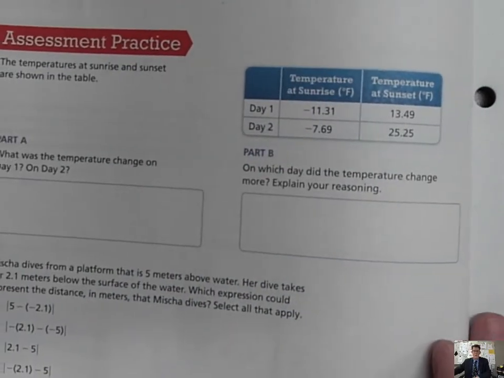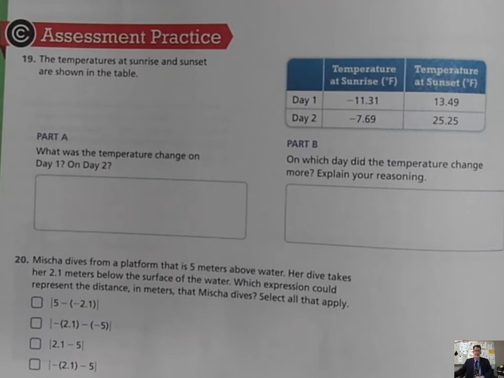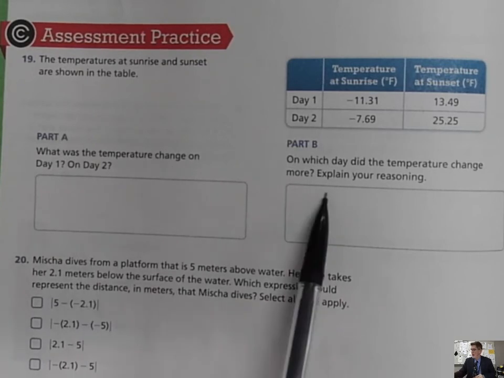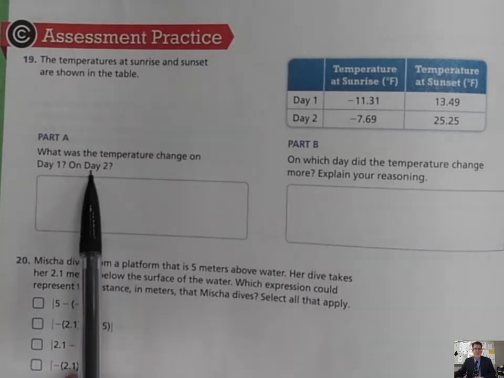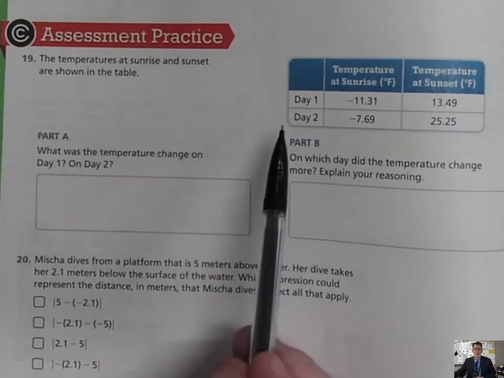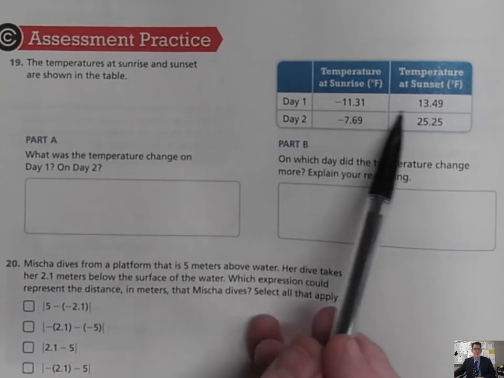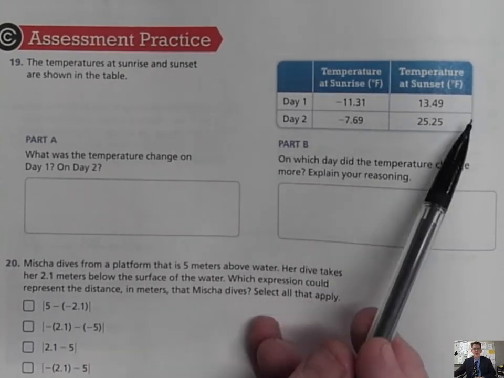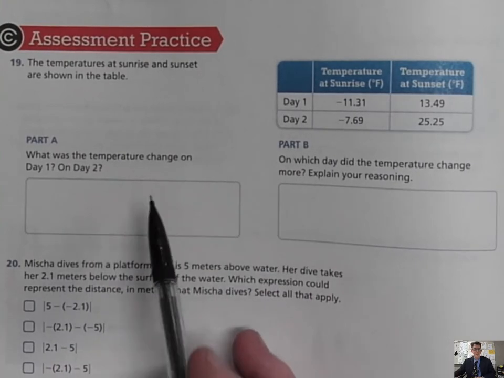Another one real quick is this 19 where they're talking about temperatures at sunrise and sunset. And what does the temperature change? There's a part A and a part B. How much does it change? Well, if it changes, these are subtraction problems. So how much does it change from here to here? Take one number and subtract the other one, and it'll tell you.